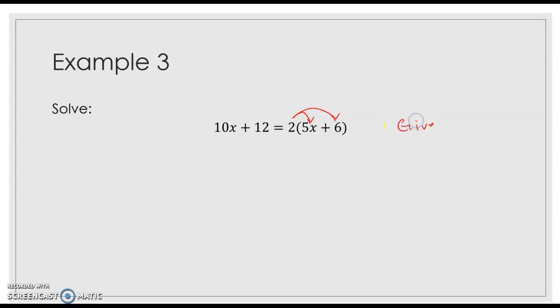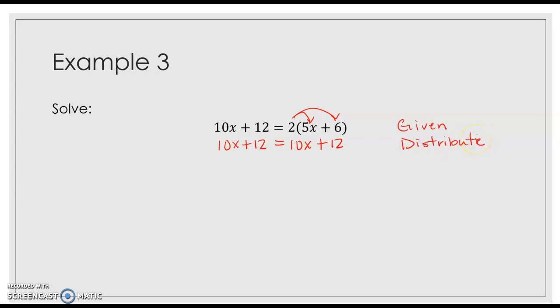So I like to write so that you know why I did what I did. So my 10x plus 12, that's just going to stay. And I'm going to take 2 times 5x, that's going to give us 10x. And then 2 times 6 is 12. All right, so I used the distributive property.